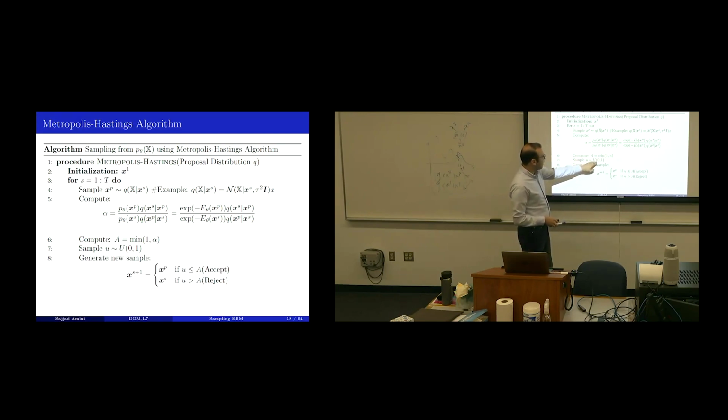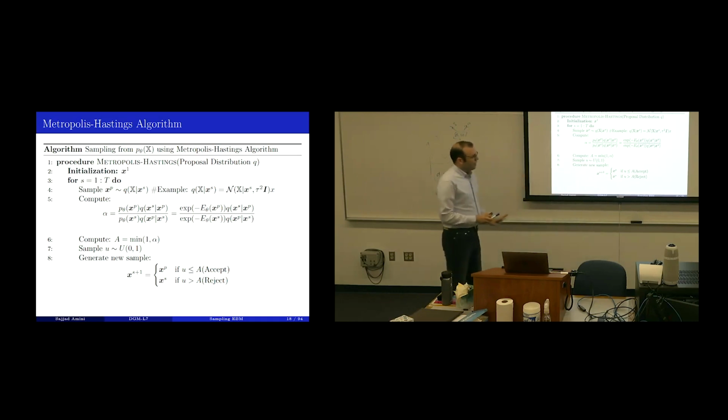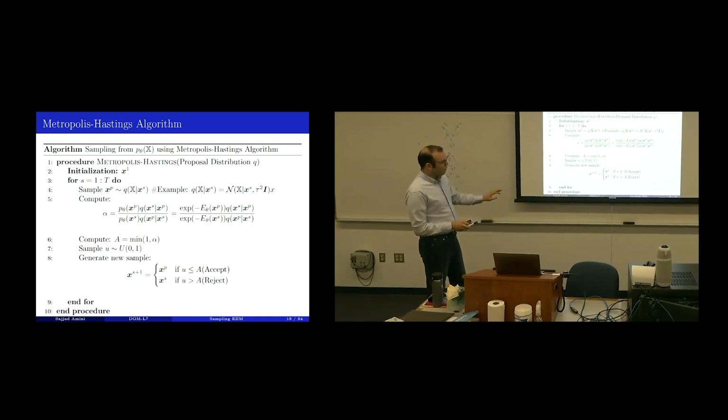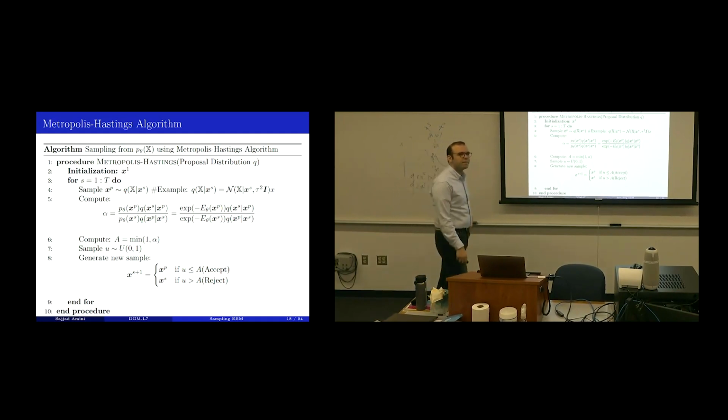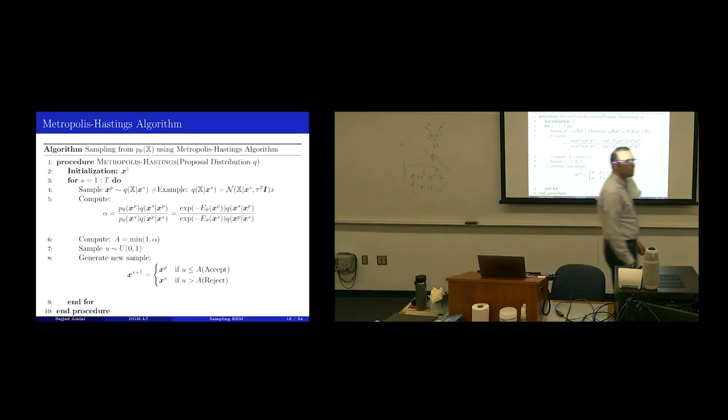You sample U from a uniform distribution, and based on the value of U, you accept or reject XP. It is a bit confusing, but now let's focus on the elements of this algorithm. Why are Q of XS given XP, and vice versa, the same? For the Gaussian, because the Gaussian is just a function of the distance between the points.